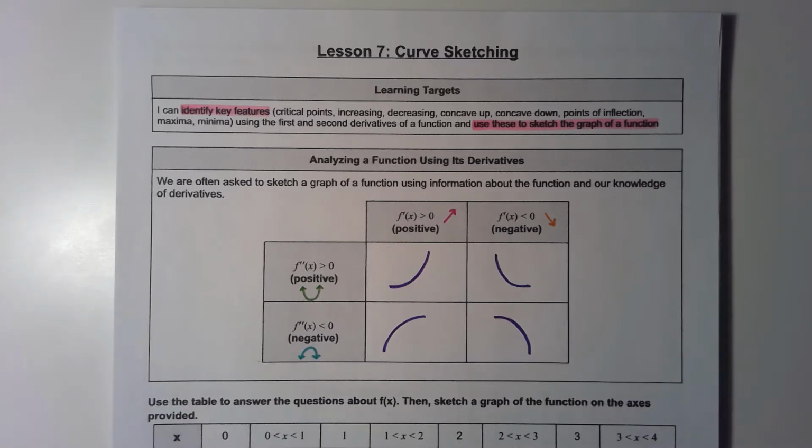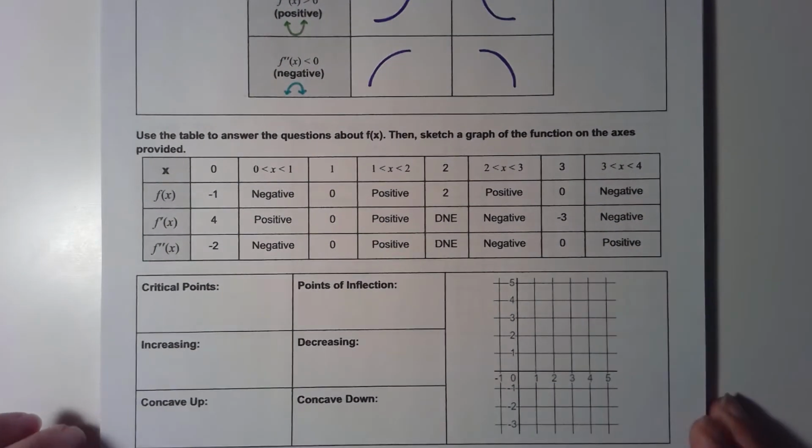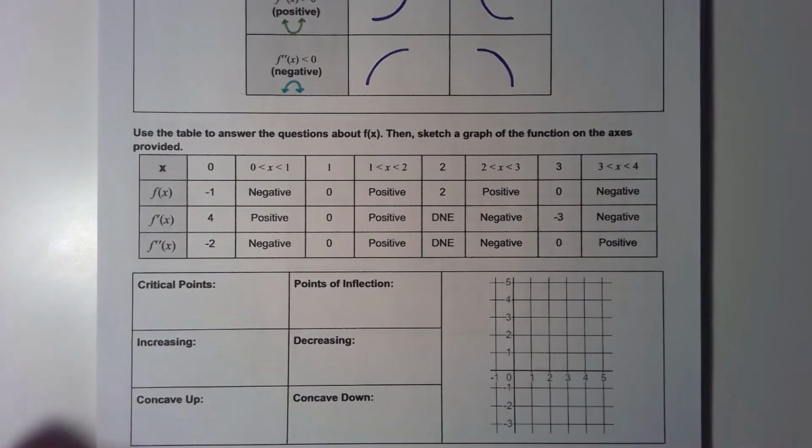Now, here is a very typical style of question that we're going to be given and the types of questions we will be asked. It says, use the table to answer questions about f of x. Then sketch the graph of a function on the axes provided. Now, in this table, we're given a lot of information. So before we try to answer any questions, I just want to make sure you know what information is here.